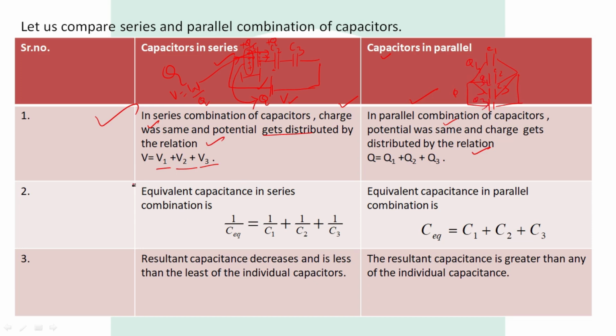Okay. Now, equivalent capacitance in series combination is: 1 over C equivalent equals 1 over C1 plus 1 over C2 plus 1 over C3. But equivalent capacitance in parallel combination is C equivalent equals C1 plus C2 plus C3. Now, in series combination the resultant capacitance decreases and is less than the least value of the individual capacitors. But in parallel combination, the resultant capacitance is greater than any of the individual capacitances because it is simply the sum of all the capacitances. Okay. So this was about the comparison.